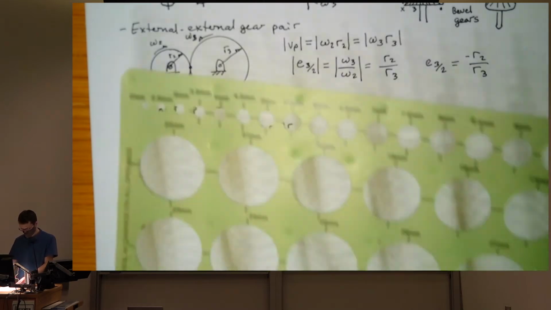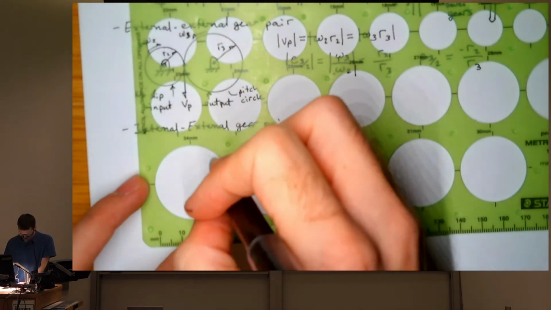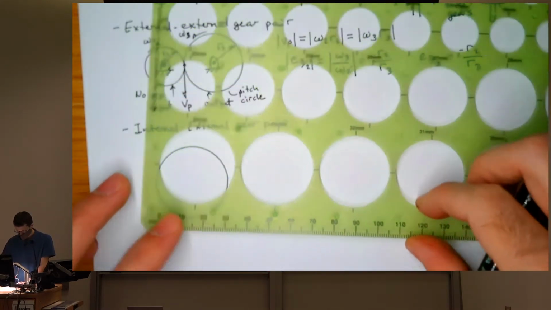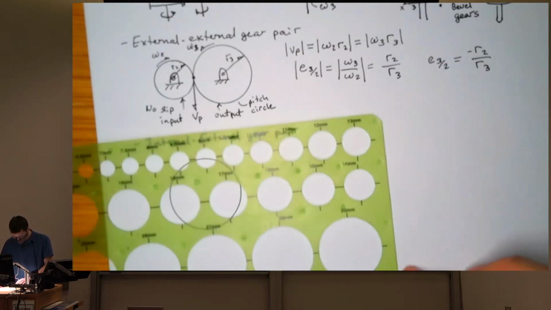Okay, so again, I'm going to use my circle templates. I'm sorry. I know this is a little hard to follow along quickly on your page. So let's say that it looks something like this.